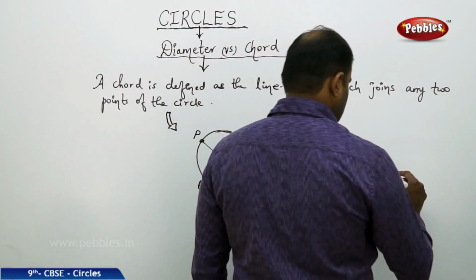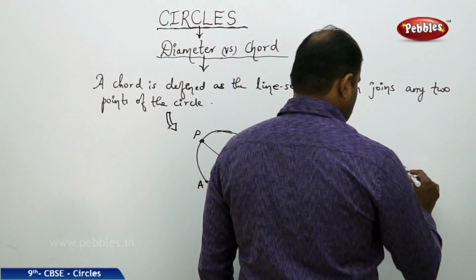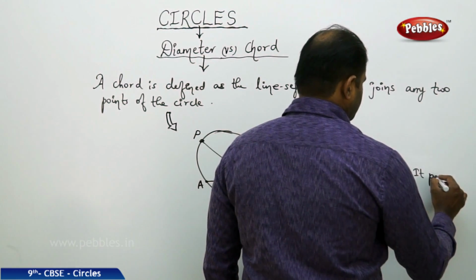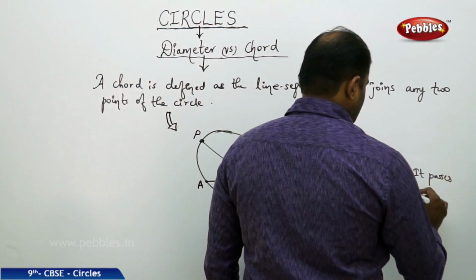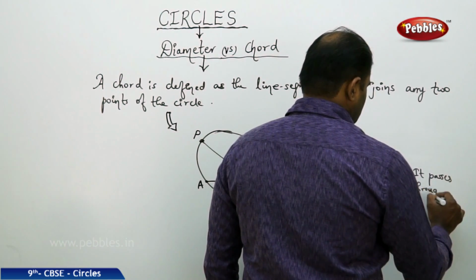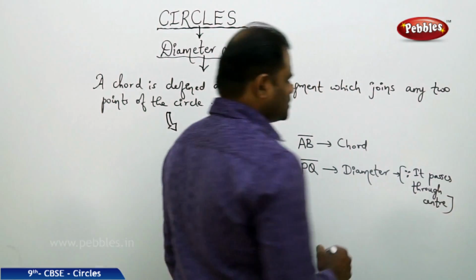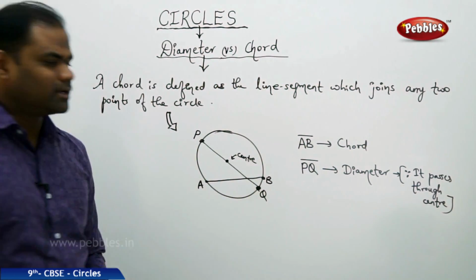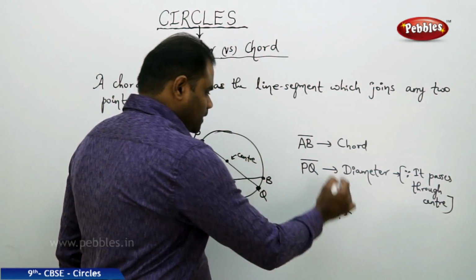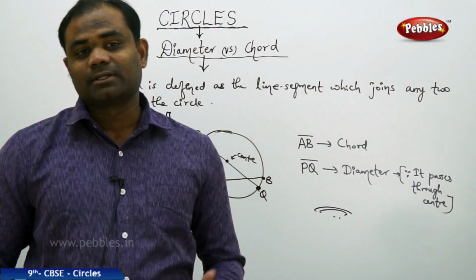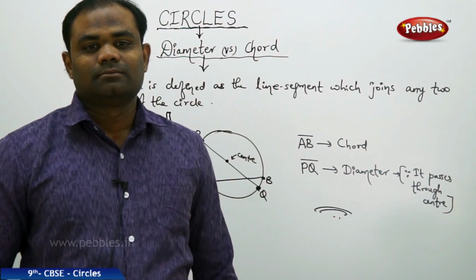Simply, since it passes through the center is how we understand the chord connected with diameter, or a diameter connected with the chord.